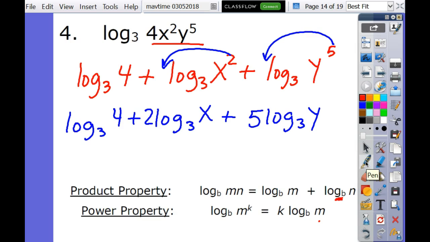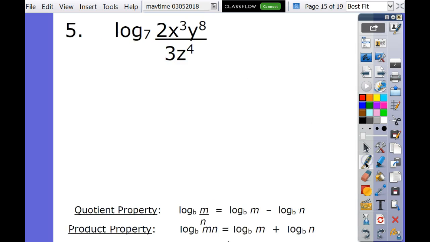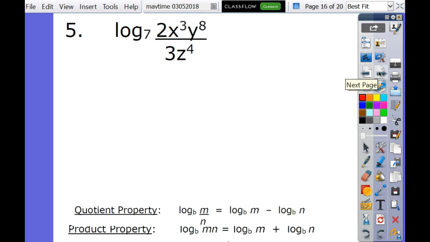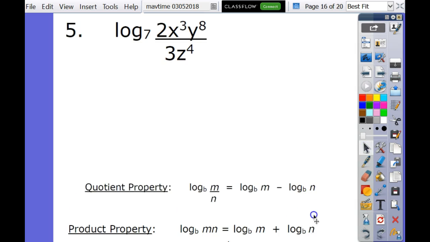Double checking, there it is. There are two rules, the product rule and the power property. Now, before we go on to this one that is a little bit more difficult on your homework paper, I want you to complete problems 4 and 5. Problems 4, 5, and 8 from your homework are fairly simple problems. Please go back to your notes because the next problem coming up in your notes is not so simple.